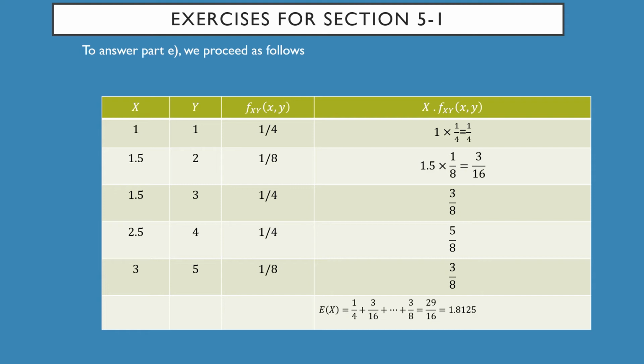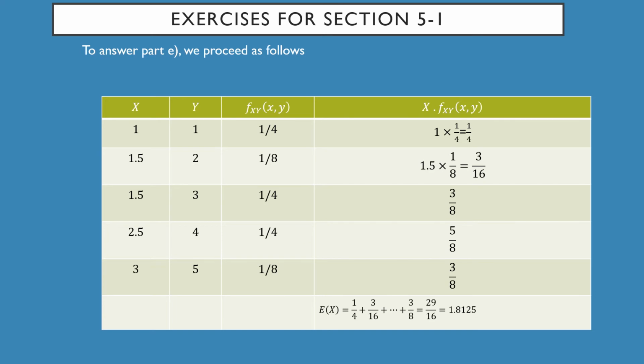For your convenience, I have written over here, I started with 1 over 4. I keep on adding the next value like 3 over 16 plus dot dot dot until 3 over 8, and I got 29 over 16, and in decimal form it is 1.8125. So this is the mean of the discrete random variable x, or simply E of x. We'll use this mean to calculate the variance of x.